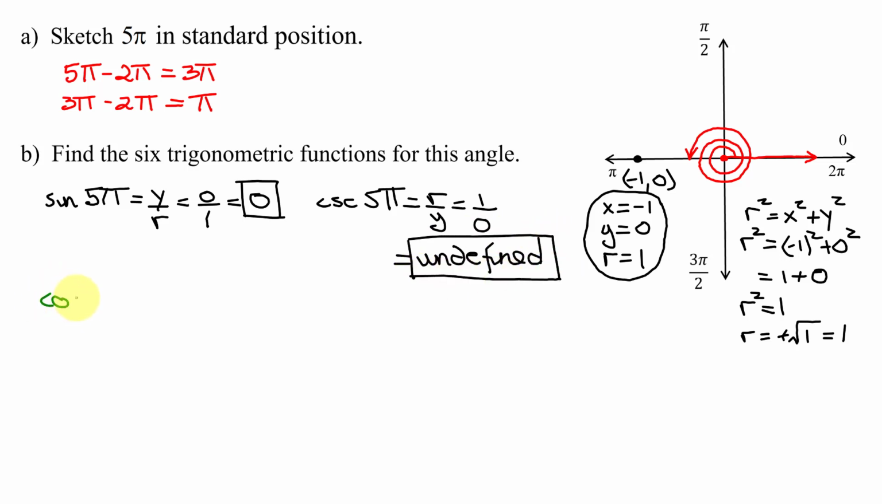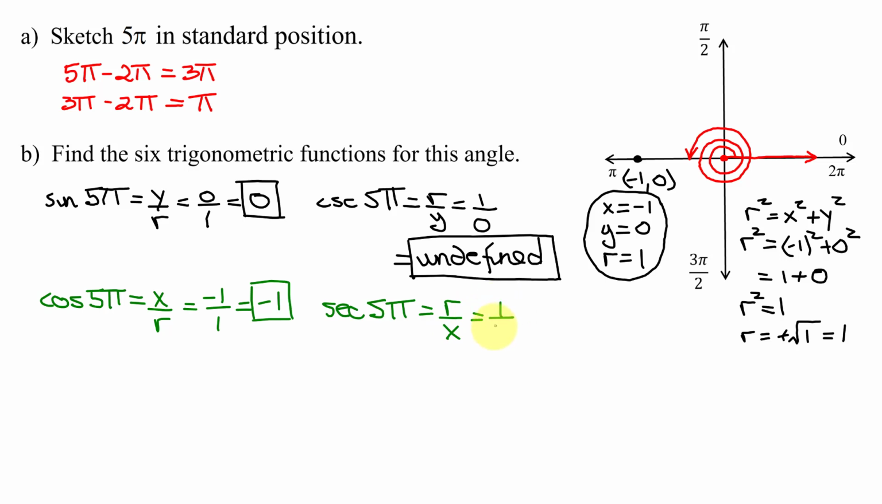Next, let's find the cosine of 5 pi. That is x over r. X is -1. R was 1. -1 over 1 is -1. The reciprocal of the cosine function is the secant function, so the secant of 5 pi is going to equal r over x, which is 1 divided by -1, which is -1.